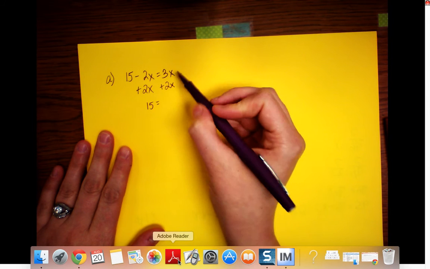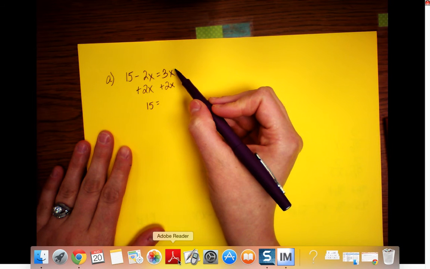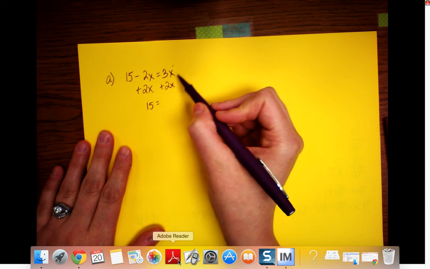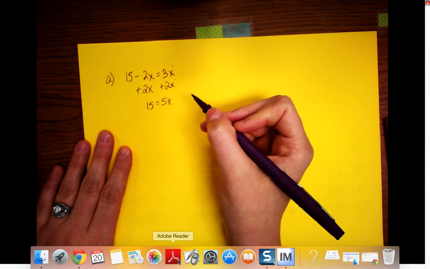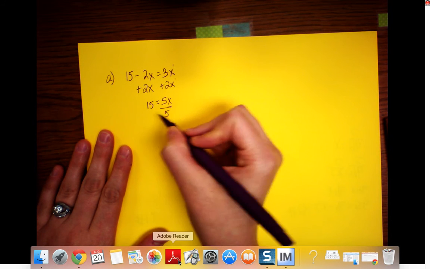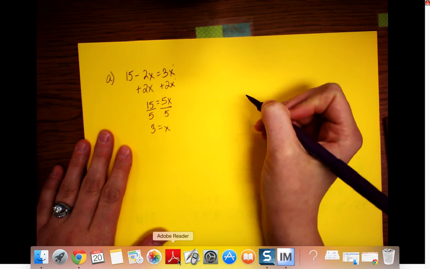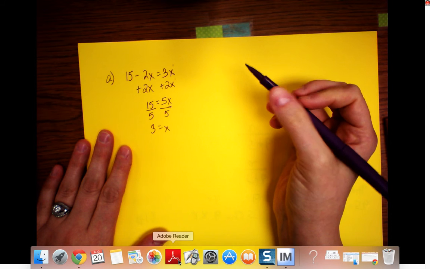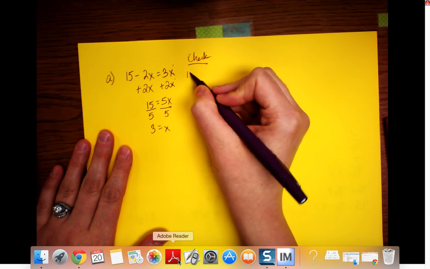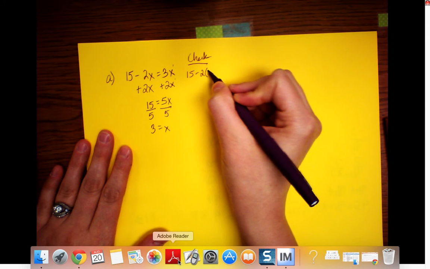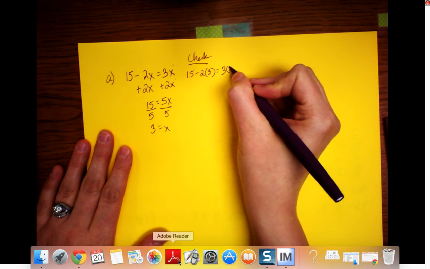And remember, these are like terms because they have the same variable and the same exponent. Each variable has an exponent of 1. So that's 5x, and then we will divide by 5, and x equals 3. So I can check this by substituting in 3 for x.